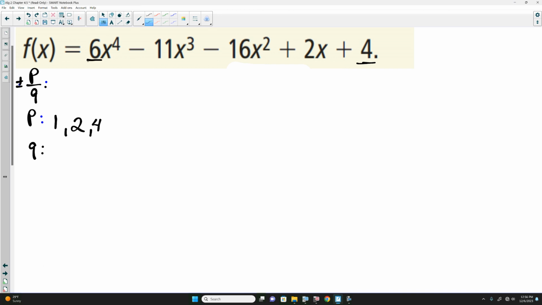Factors of q is factors of the leading coefficient. In this case, would be factors of 6. So we'd have 1 and 6 or 2 and 3. So the factors of q are 1, 2, 3, and 6. Factors of p are 1, 2, and 4. Questions on how we found these? P is the factors of the constant term. Q is the factors of the leading coefficient. P is the factors of the term without x. Q is the factors of the number in front of the variable with the biggest exponent.